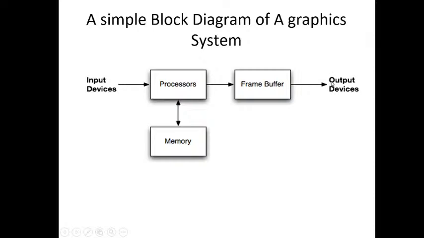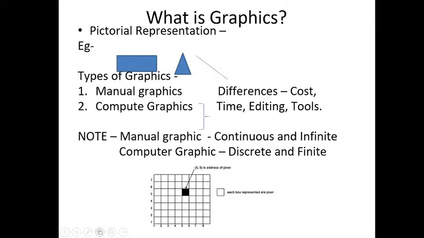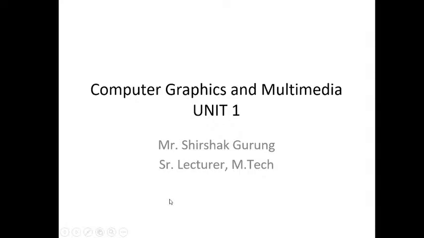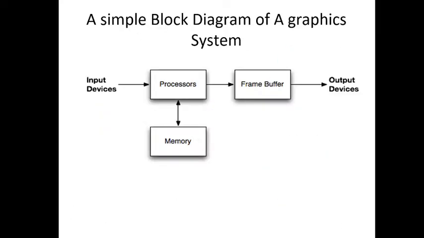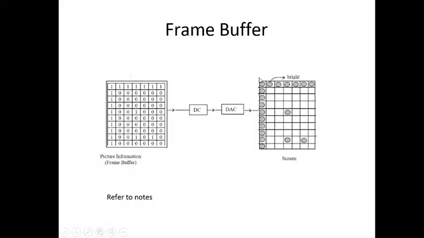Now just imagine the output device, the screen that we are seeing. Your screen is made up of what? It's made up of pixels. I already told you, the screen is made up of pixels. Which pixel to turn on, which pixel to turn off, to make the image, that information is your frame buffer. So the frame buffer also looks like this, also looks like the screen.